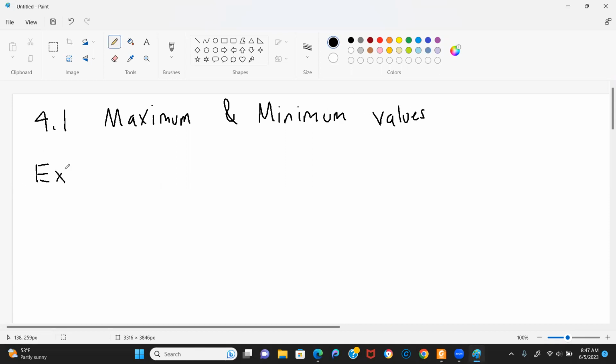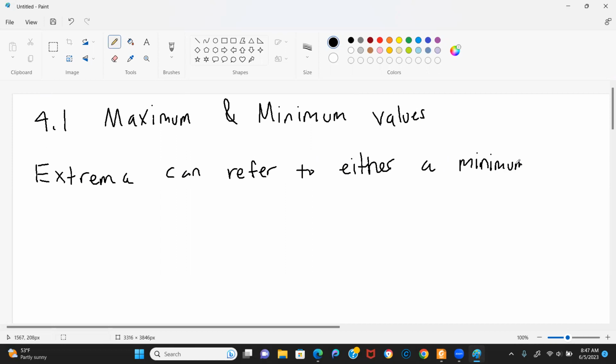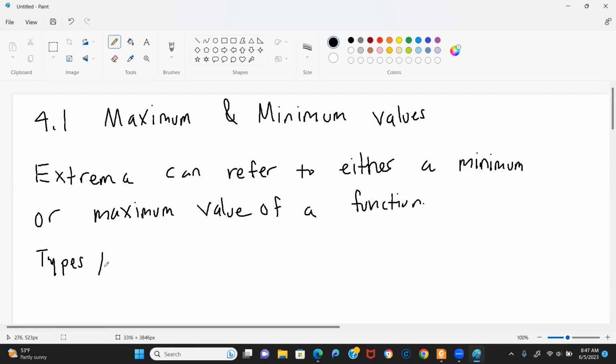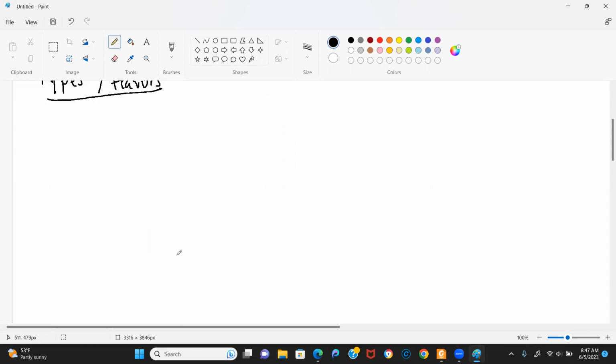So the term extrema is just a generic term referring to either a minimum or maximum value of a function. And these come in two types, or two flavors.